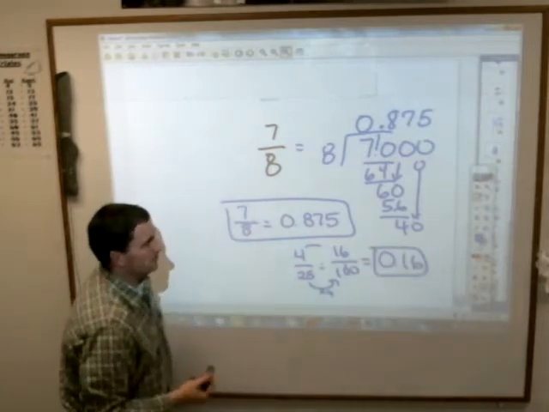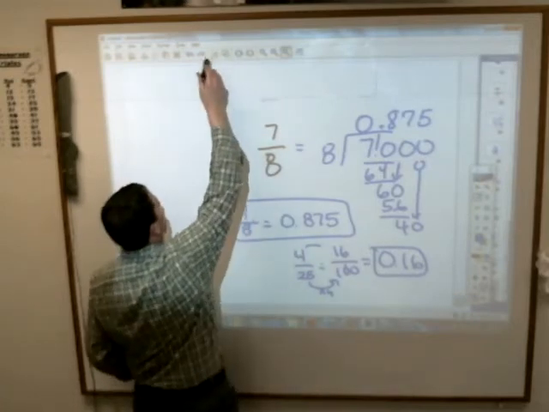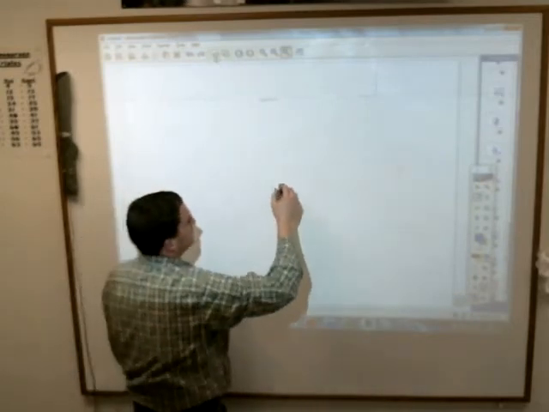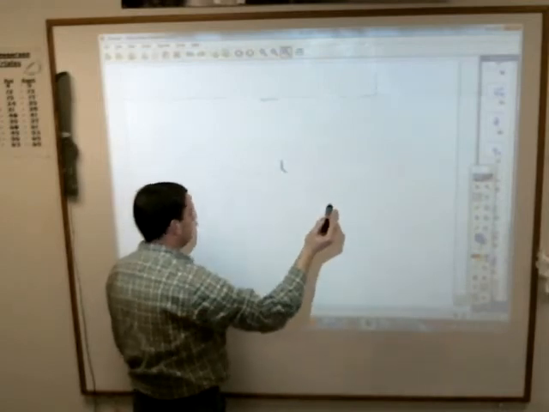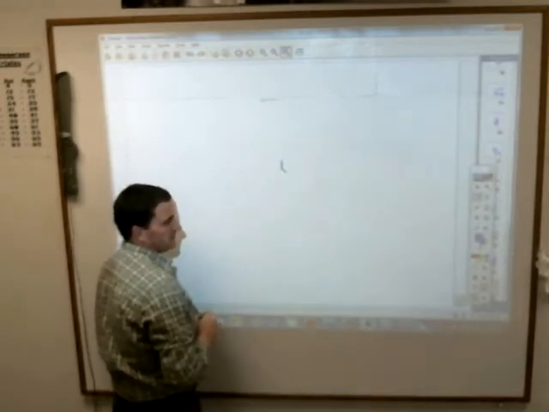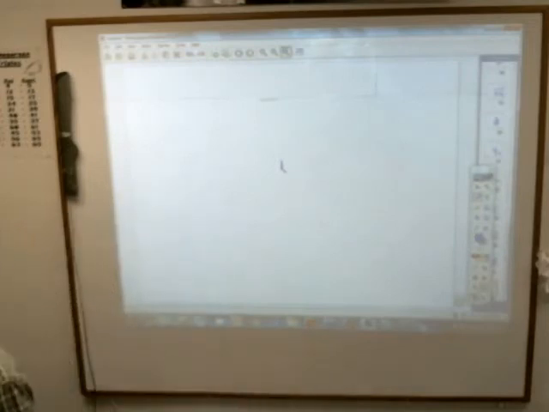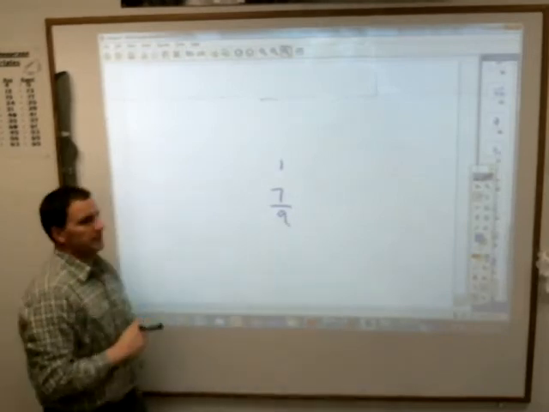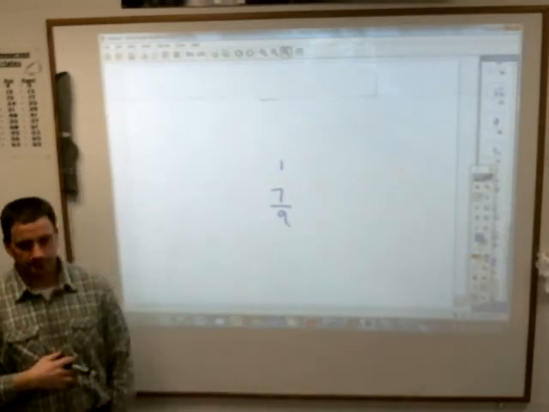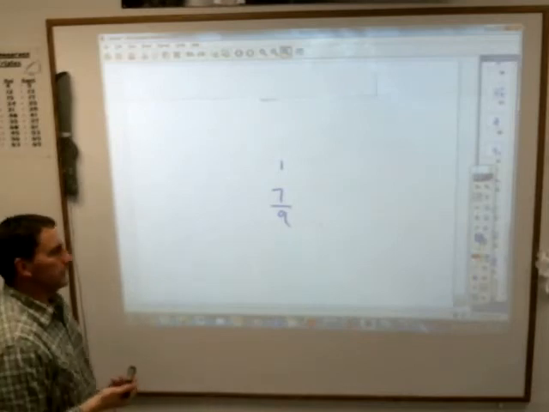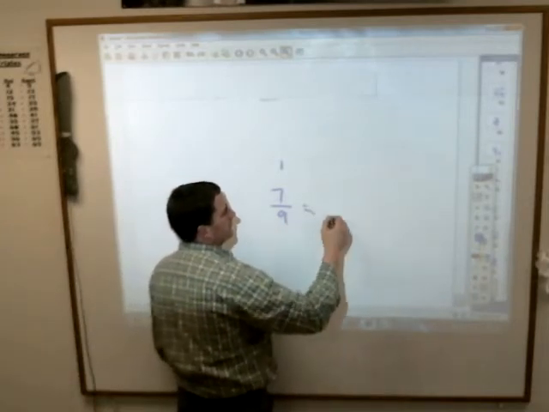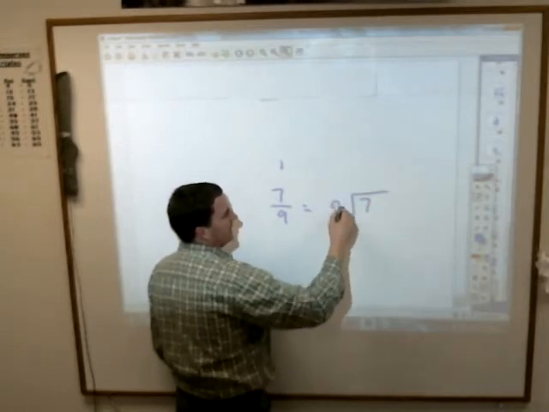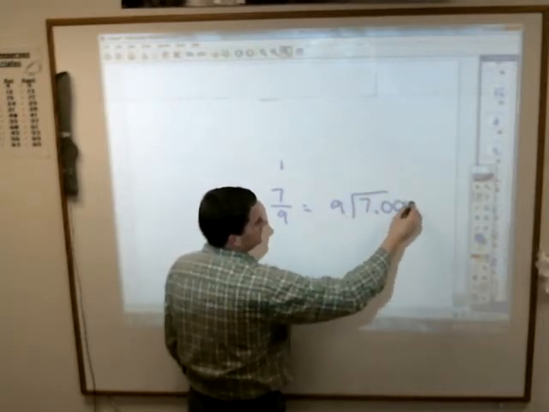But if something doesn't work out nicely that way, let's say, I'm trying to think of one, because believe it or not, children, there are some decimals that don't work out so well. For example, 7/9. Any idea what 7/9 is as a decimal? Well, and again, if you don't know, turn it into a division problem. It is 7 divided by 9.